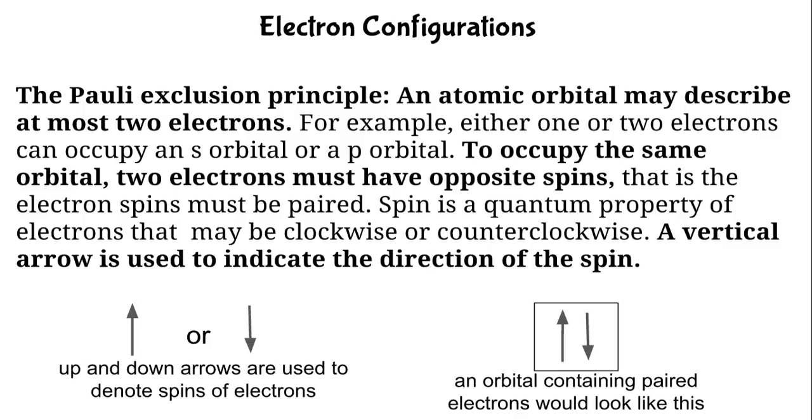For example, if either 1 or 2 electrons occupy an s orbital or a p orbital. So to occupy the same orbital, those electrons, if they're both in there, have to be spinning in opposite directions. We use arrows to represent electrons in this case, and the spins in opposite directions are either an up arrow or a down arrow. By convention, we always do an up arrow first, and then if there is another electron in that orbital, we'll use a down arrow.